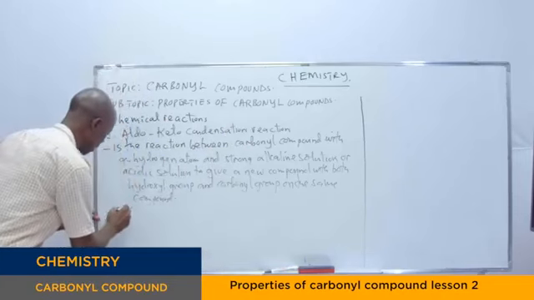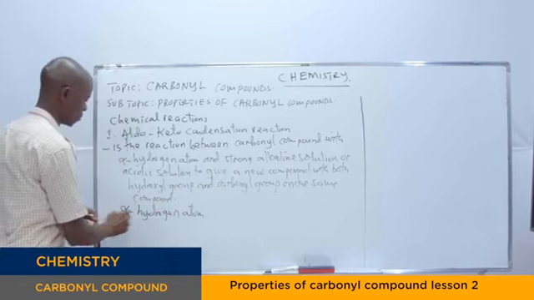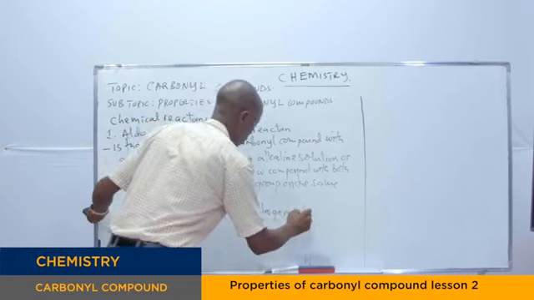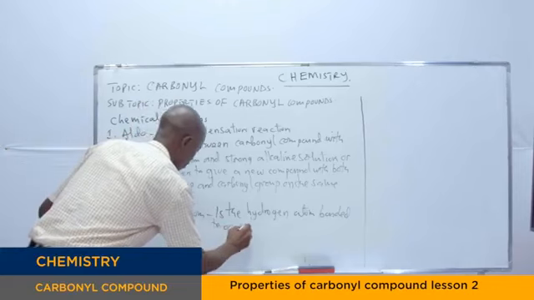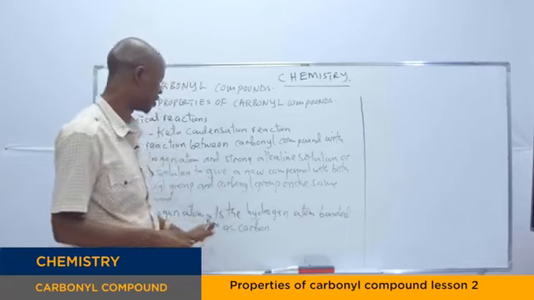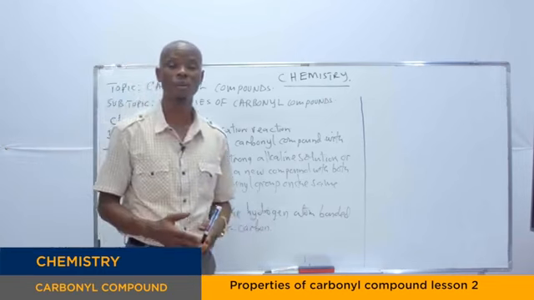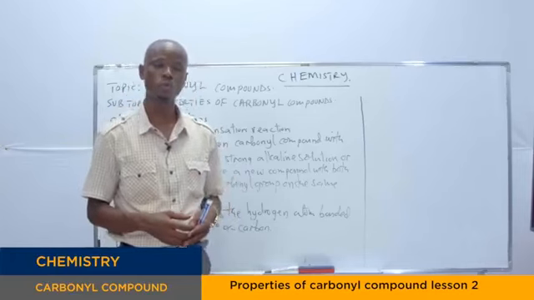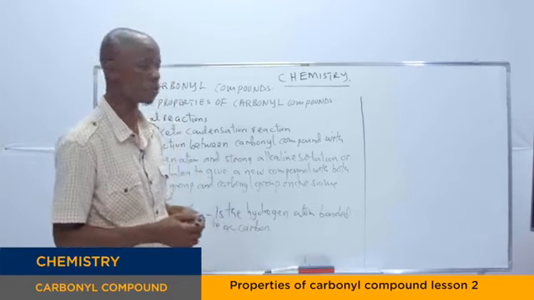Now, when we talk about alpha hydrogen atom, alpha hydrogen atom is the hydrogen atom bonded to alpha carbon. Now you can ask yourself, what is alpha carbon? Alpha carbon is the carbon atom which is directly bonded to the carbon of the carbonyl group. So it is very simple to understand this definition. So we can have some examples.